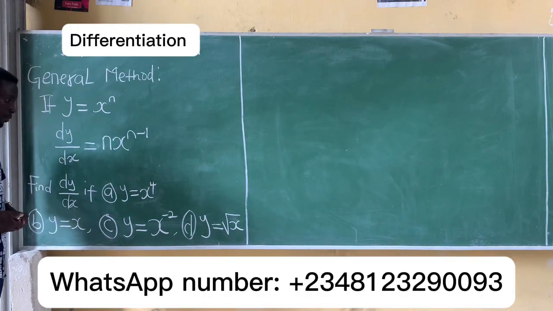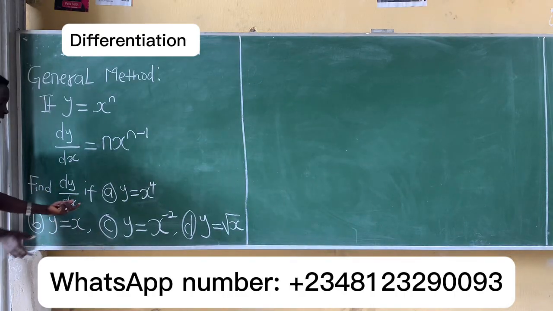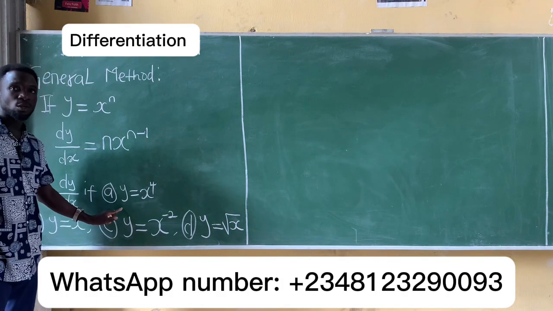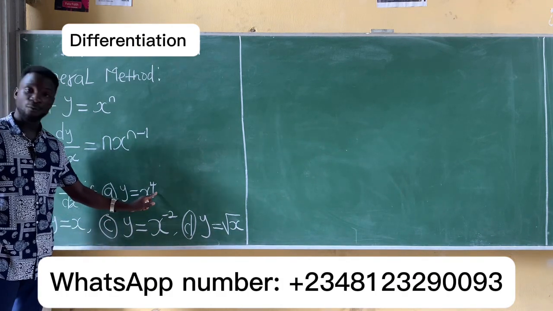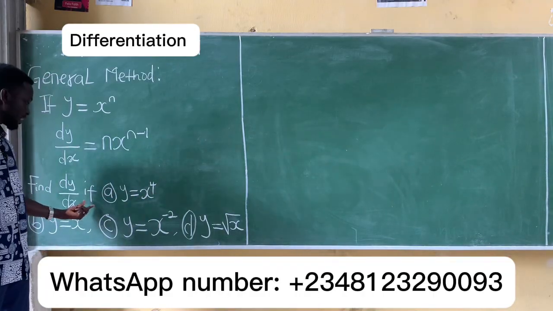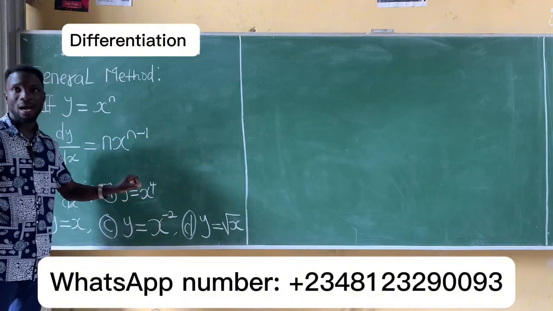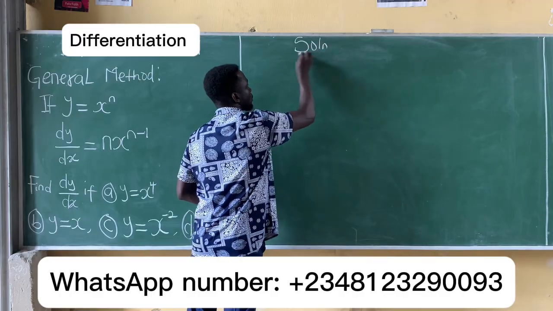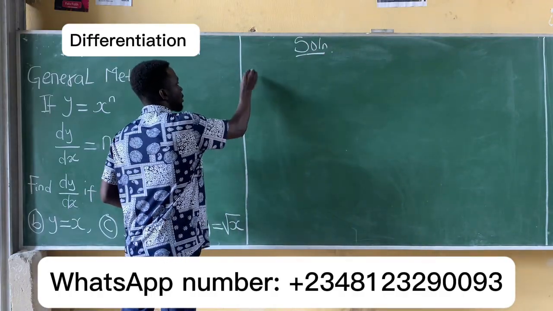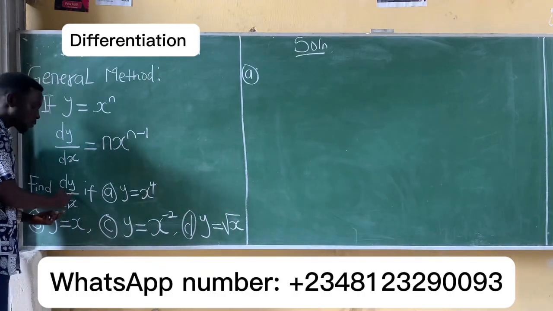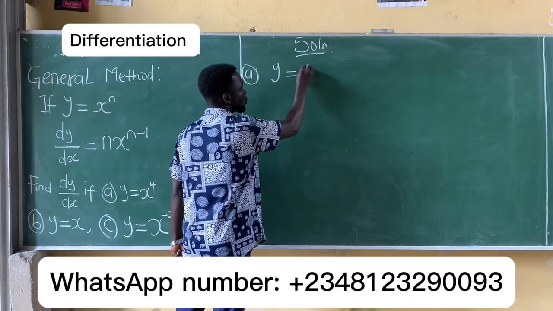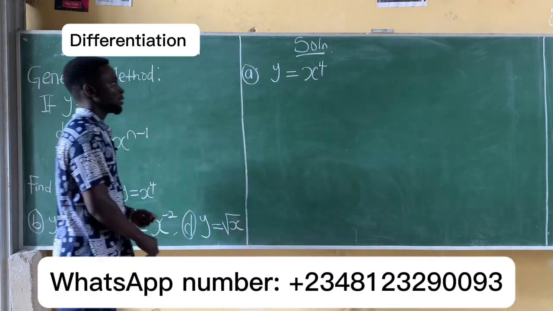So let's look at an example. Let's apply this formula. Find dy/dx, which is the derivative, if y is equal to x raised to the power of 4. So let's start. Solution: the question is, we should find dy/dx if y is equal to x raised to the power of 4. So y equal to x raised to the power of 4 is the solution here.